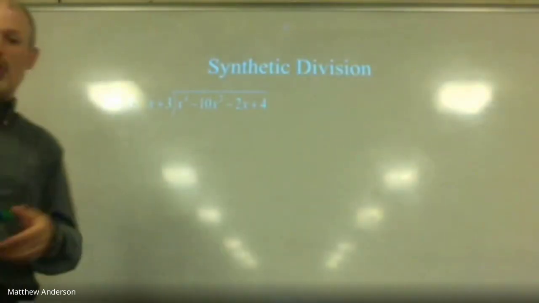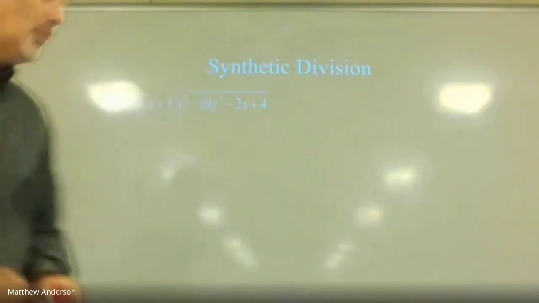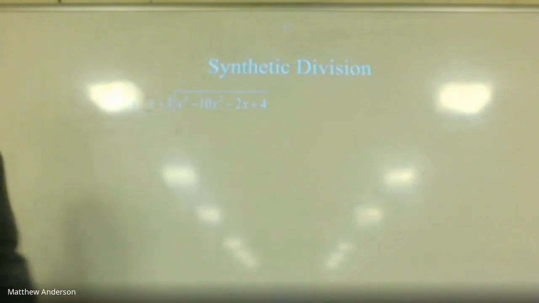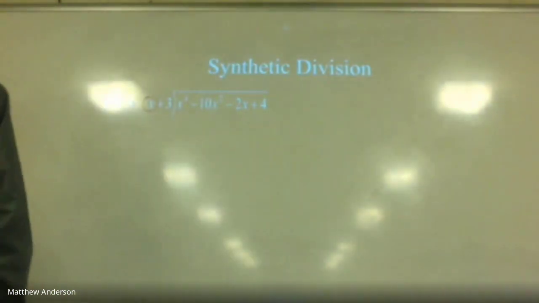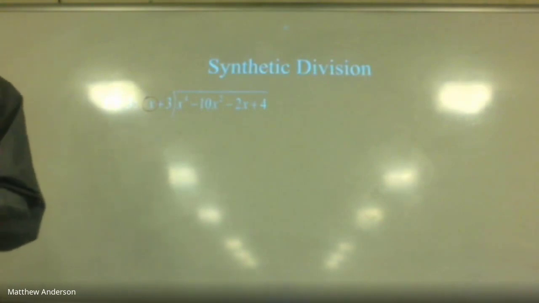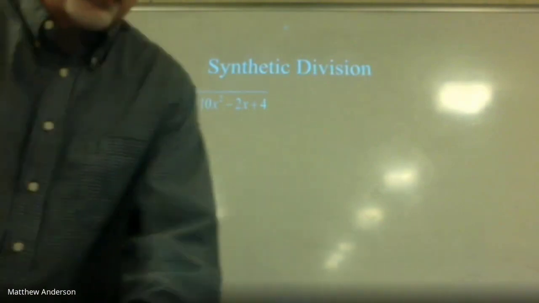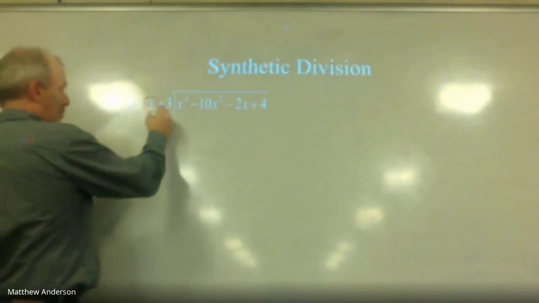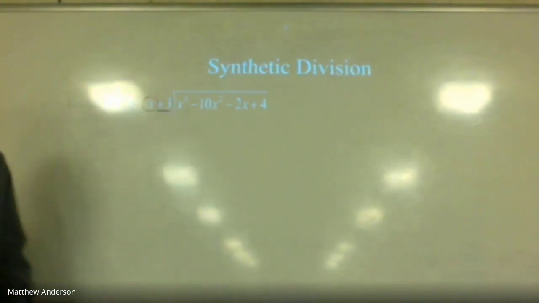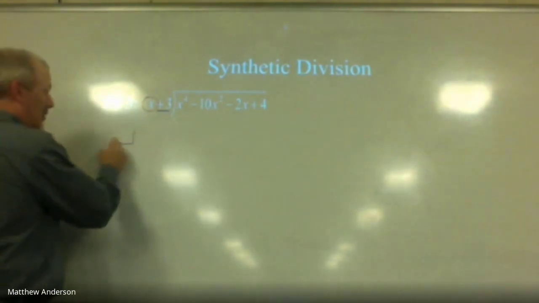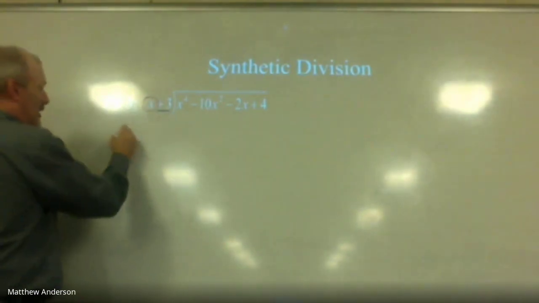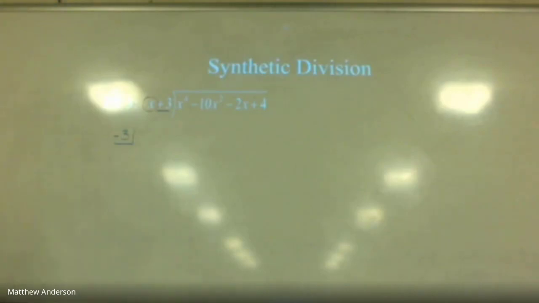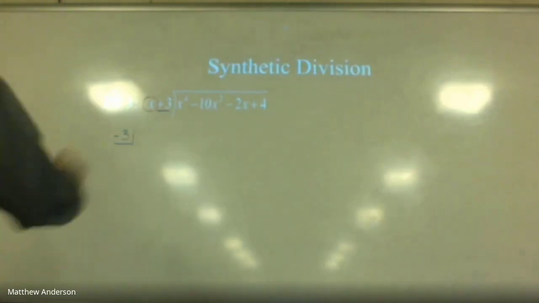First of all, you can only use it when you are dividing by something that starts with just an x. If it doesn't have just an x there, you can't do this shortcut. So here's how we use our shortcut. We take this number that's next to the x, and we take the opposite of it, and it goes up in the corner right here. That says +3, so we put in a -3.